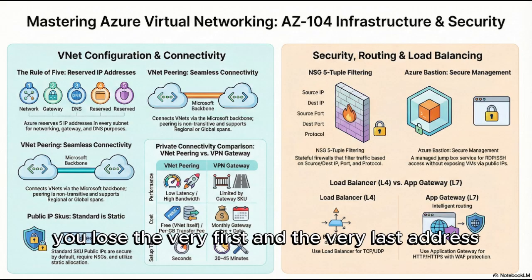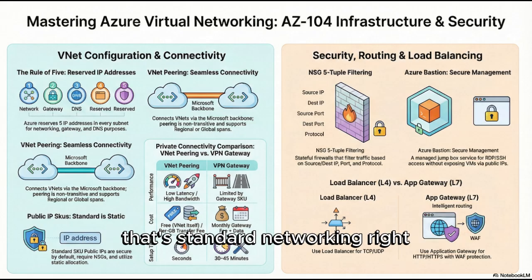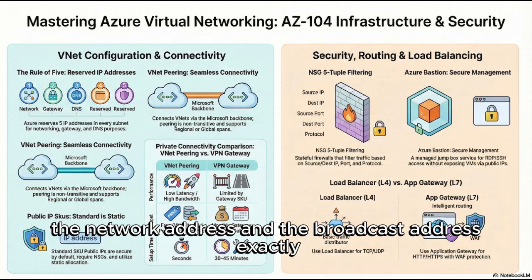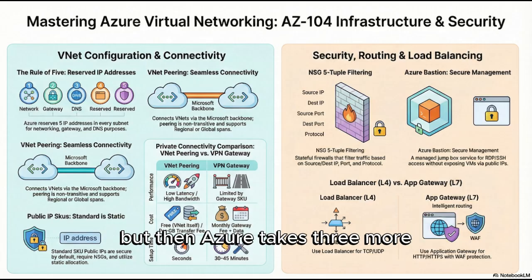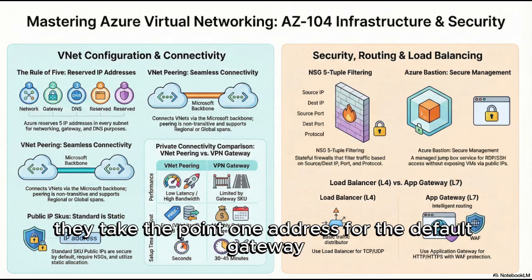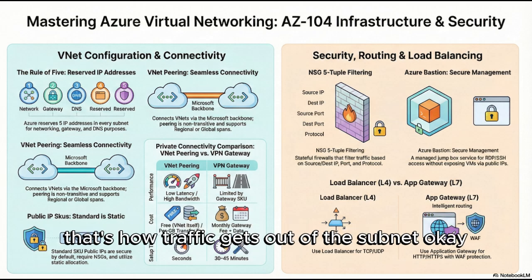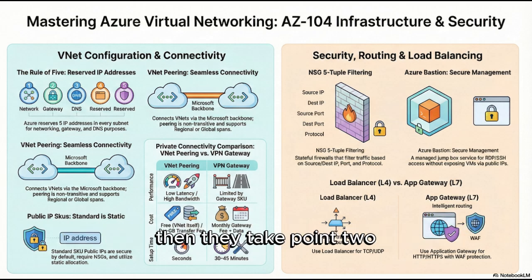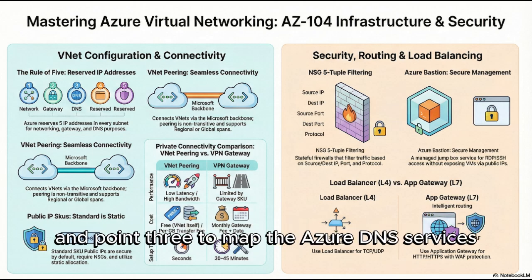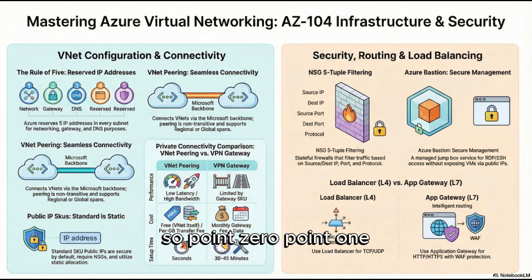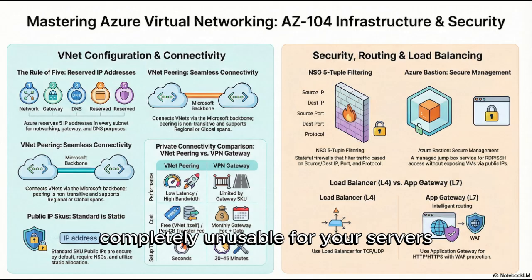So first, you lose the very first and the very last address, the 0.0 and the 0.255. That's standard networking, right? The network address and the broadcast address. Exactly. But then Azure takes 3 more. They take the 0.1 address for the default gateway. That's how traffic gets out of the subnet. Then they take 0.2 and 0.3 to map the Azure DNS services. So 0.0, 0.1, 0.2, 0.3, and 0.255 are just dead to me. Completely unusable for your servers.